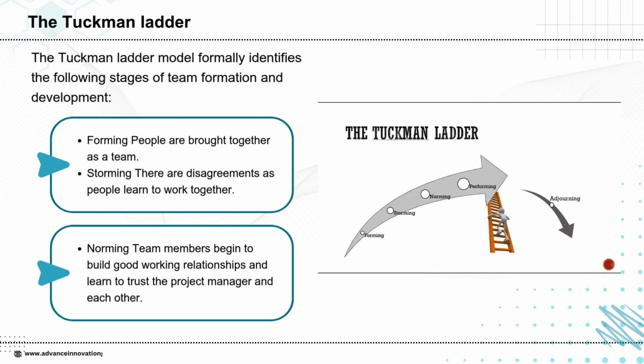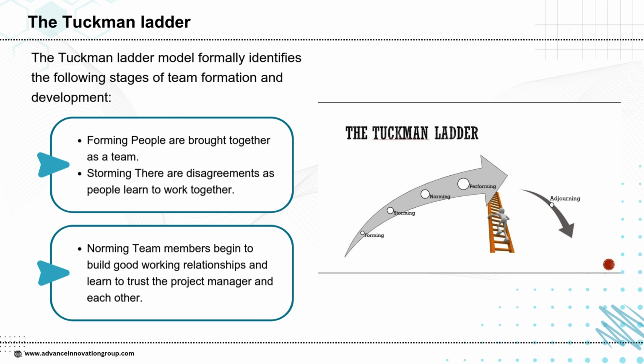The Tuckman ladder model explains how teams develop and evolve through different stages. The first stage is forming, where people are brought together as a team. At this stage, members are polite, roles are not yet clear, and everyone is just beginning to understand the project and each other. The second stage is storming, where conflicts and disagreements often arise. This happens because team members have different working styles, opinions, and expectations.